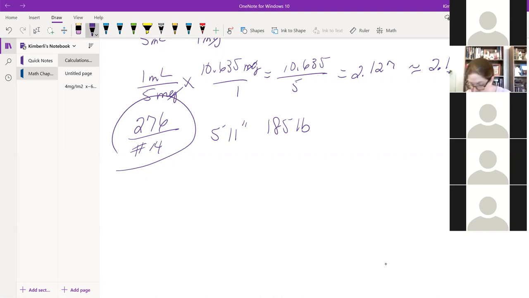Okay, so the height is 5'11". 5 feet is 60 inches. So 60 plus 11, they're 71 inches tall. Okay, so where's my inches at? There's centimeters and then there's inches. There's 71 inches, so I see the 71. And then the pounds, I'm going to find the 185. And you have to keep adjusting your left and right hand until you're on both of those numbers. Yeah, the BSA is 2.10 square meters. Okay, I get that too. Okay.